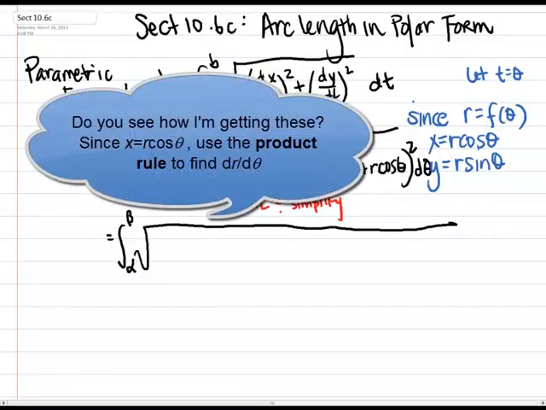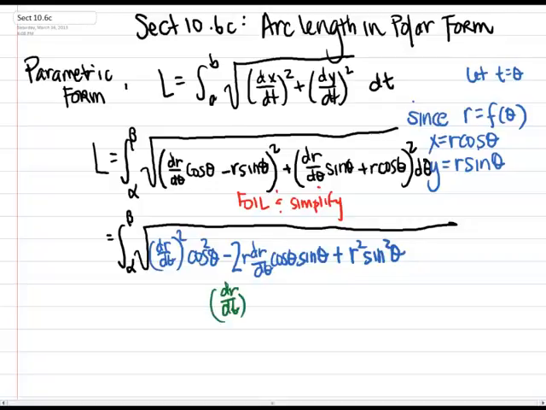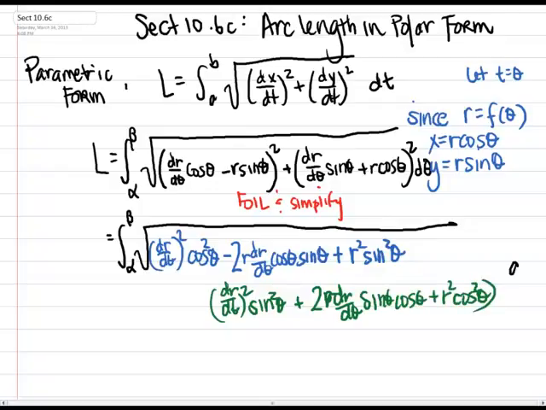Okay, when we FOIL out this first part, we have (dr/d theta) squared cosine squared theta minus 2r dr/d theta cosine theta sine theta plus r squared sine squared theta. In the second part, we have (dr/d theta) squared sine squared theta plus 2r dr/d theta sine theta cosine theta plus r squared cosine squared theta.